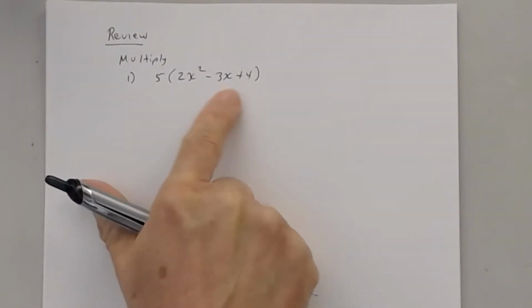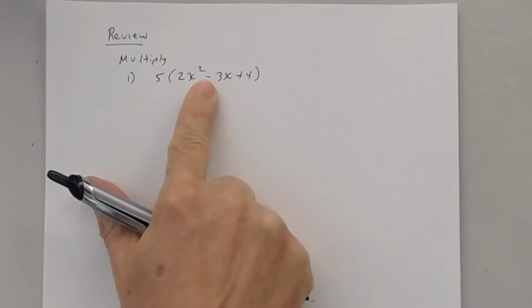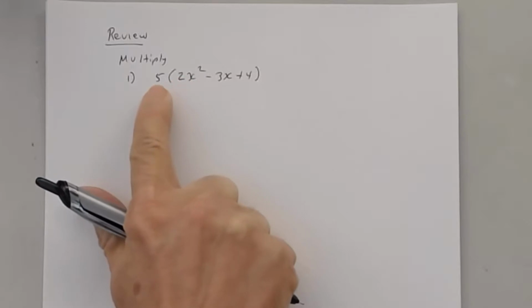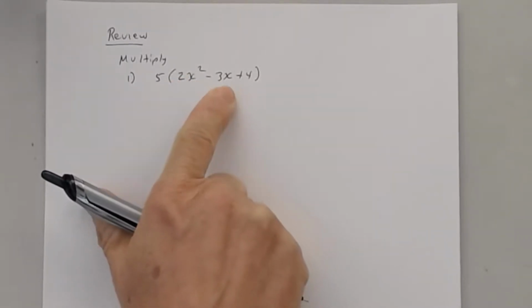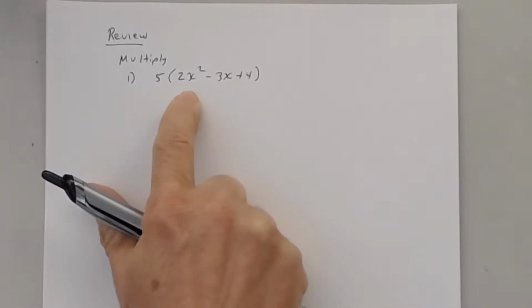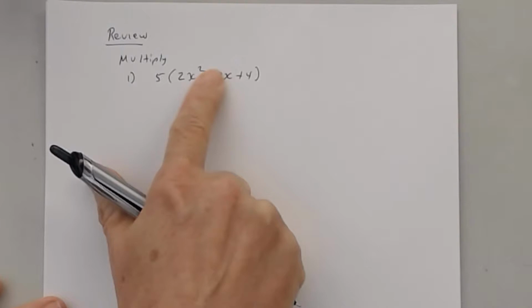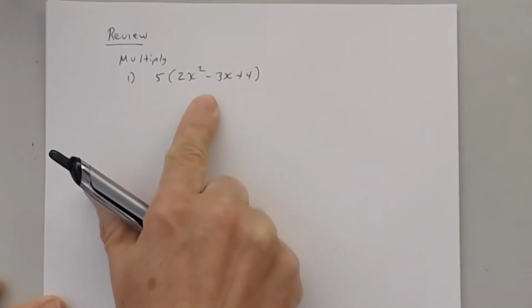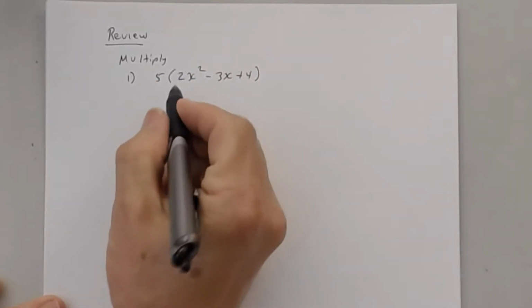So every term, and using the word term, every term that's inside this parentheses has to be multiplied by 5, because that's what this says. This says 5 times this polynomial, 2x squared minus 3x plus 4. All right, so how many terms do you see that's inside the parentheses? How many terms are there? There are 3.